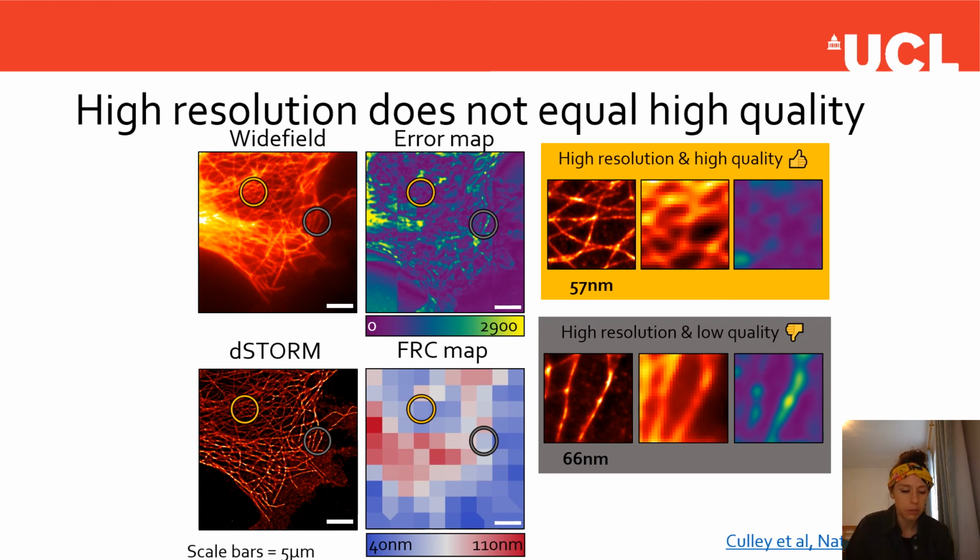So again, this is more a lesson in being critical of data. If you're looking at a super resolution paper and they're saying, oh, we've got 30 nanometers resolution, how did they measure that resolution? What's that resolution telling you? And most importantly, high resolution doesn't mean it's very high quality. It could do, but that's not necessarily the same thing.